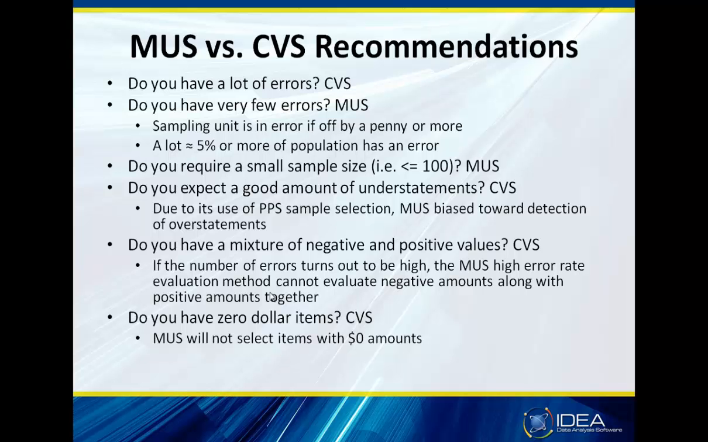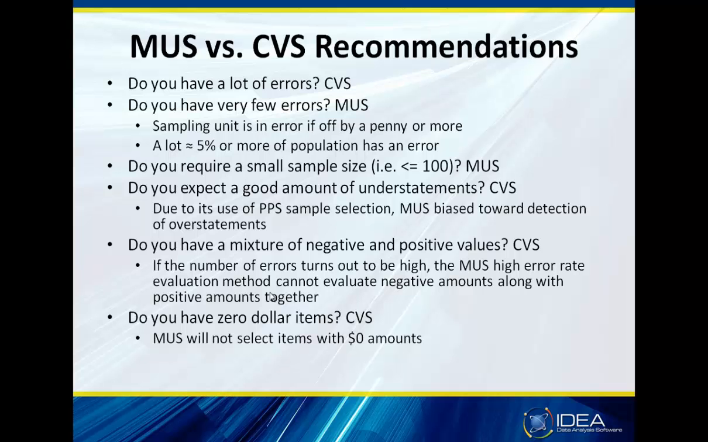Getting back to monetary misstatement sampling, that's a decision where we have to decide monetary unit sampling or classical variable sampling. In many cases, you could use either one, but here are a few recommendations and some limitations that you may want to know about. The first question we have to ask ourselves is, do you have a lot of errors? If so, you may want to consider using classical variable sampling rather than monetary unit sampling. Monetary unit sampling would be much more appropriate if you expect to find very few errors in the population. And so your expectation of the amount of errors could lead you to choose one or the other.